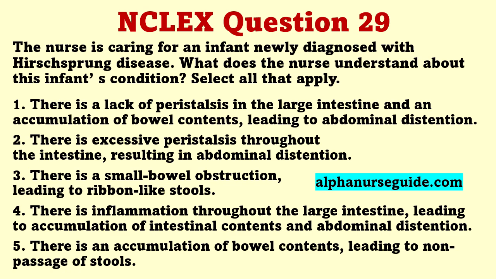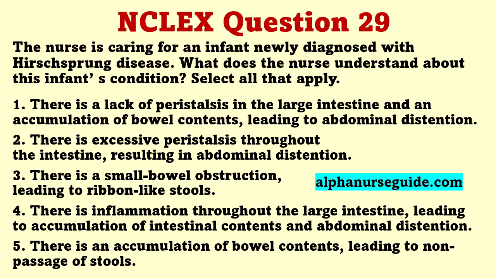3. There is a small bowel obstruction, leading to ribbon-like stools. 4. There is inflammation throughout the large intestine, leading to accumulation of intestinal contents and abdominal distension. 5. There is an accumulation of bowel contents, leading to non-passage of stools.